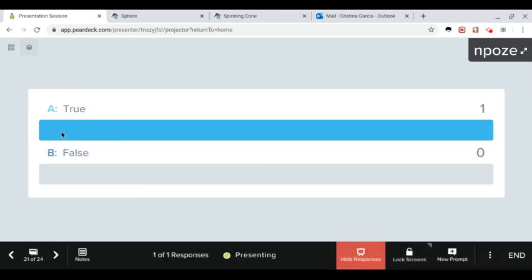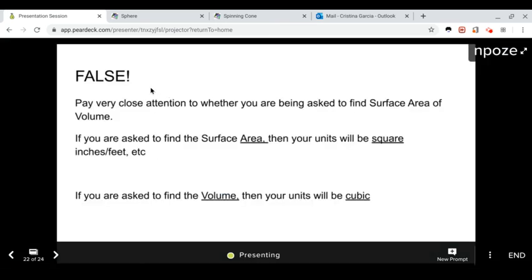And so they would say, okay, they chose true. So they are correct. Oh, I'm sorry. They chose true. They are actually not correct. It's false. You have to pay very close attention to whether you are being asked to find the surface area or the volume. If it's area, it's square units, so it's either inches, feet, or whatever it is that you're talking about. If it is volume, you are dealing with 3 dimensions, so that's going to be cubic. So it is very important to pay close attention to these things.